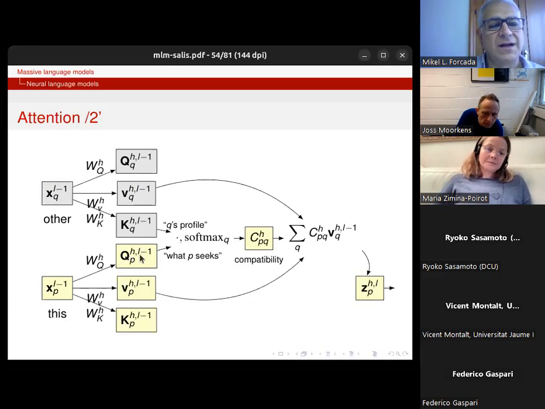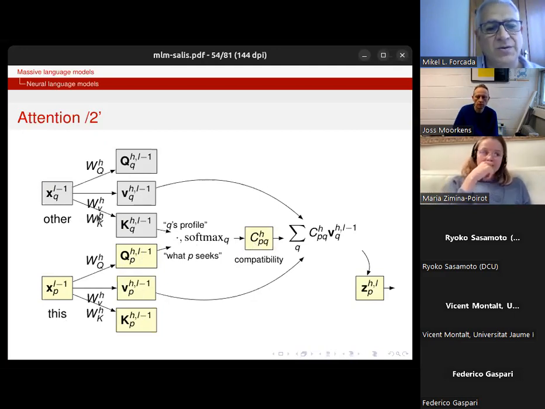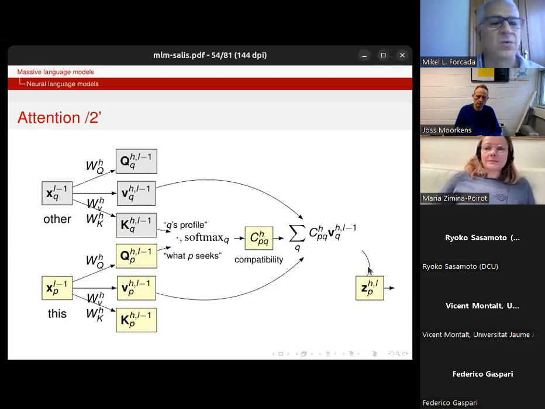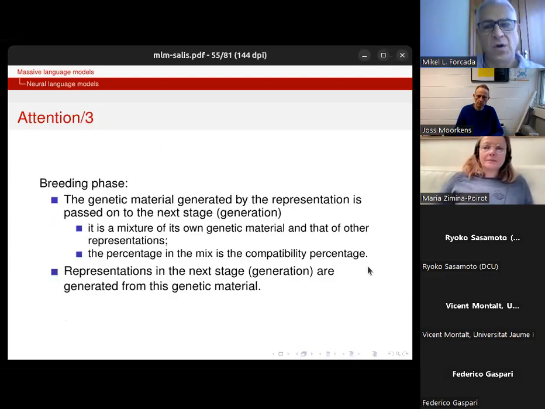So my query is combined with their key to generate a compatibility index. And this will be used to mix their genetic material with my genetic material. That would be the proportion of mixing, and you will get a number. And this will go on to be able to generate the next generation.